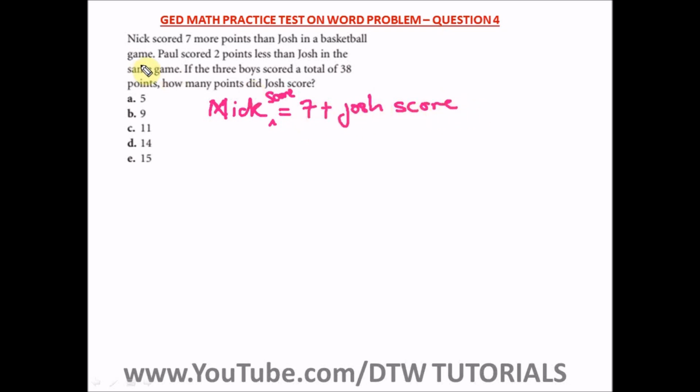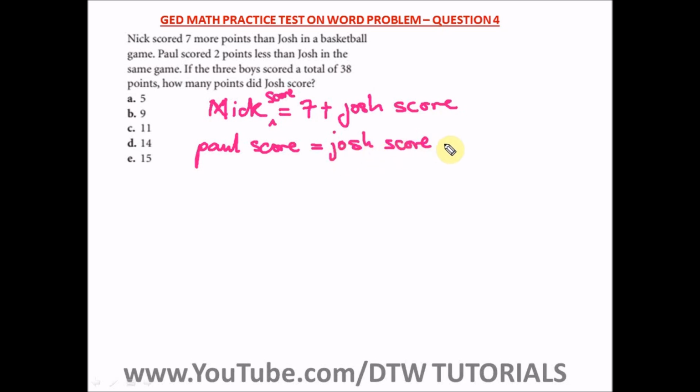Now the next statement says Paul scored 2 points less than Josh in the same game. So Paul's score is equal to 2 points less than Josh, that is Josh's score minus 2. I hope you follow me closely. Stay with me, okay? And if you need further questions, feel free to drop a comment and I'm going to respond to you, okay?